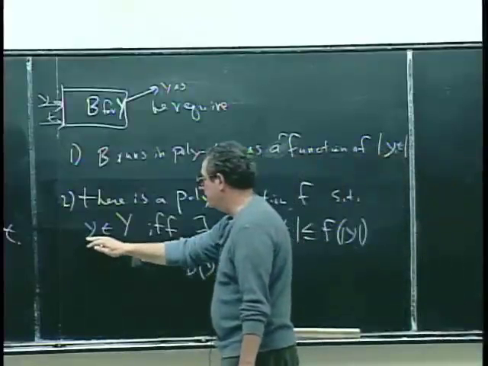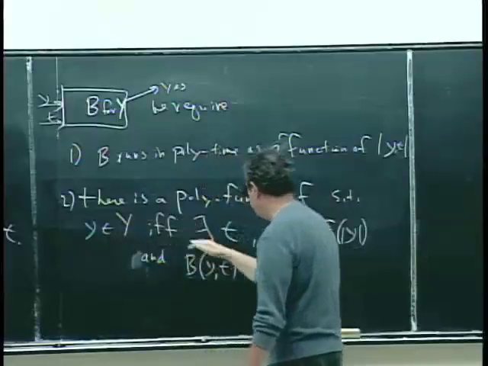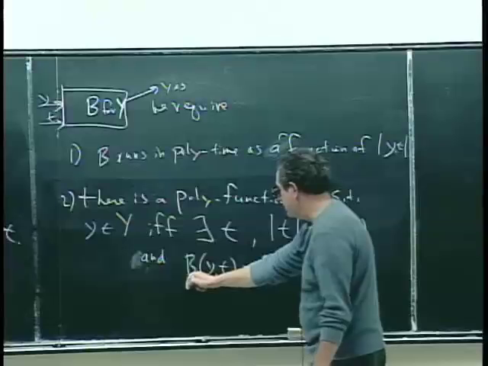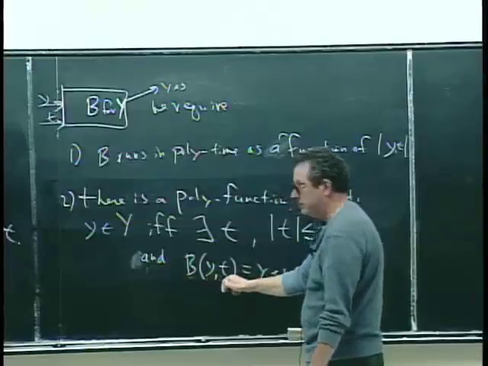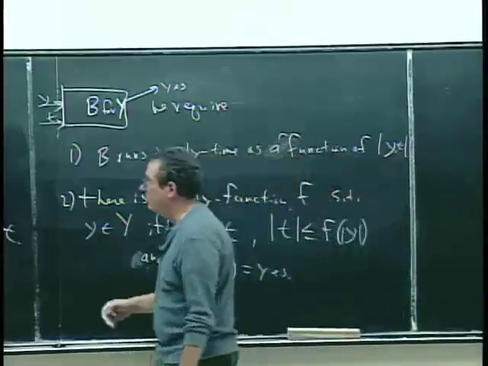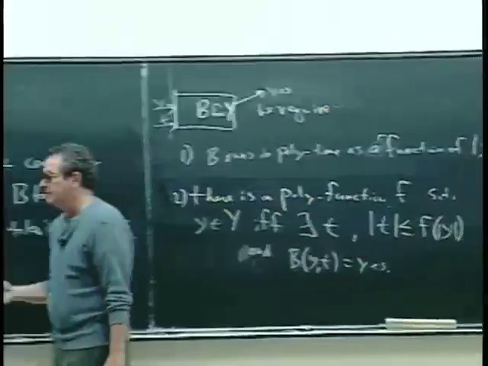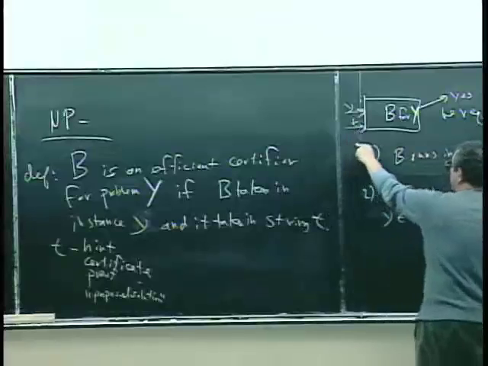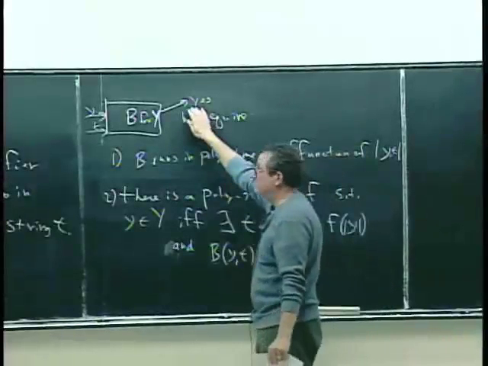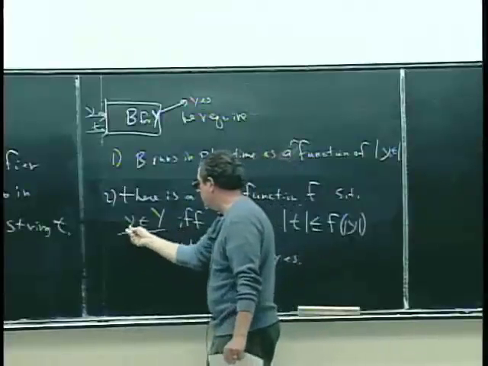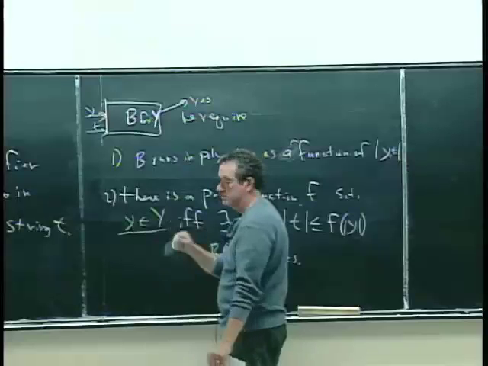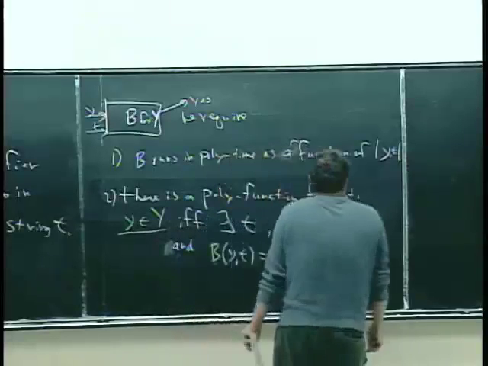And this is saying that little y will be in capital Y if and only if there is this hint such that it's relatively small, and this algorithm, when it looks at the input y and at t, says yes. And that's what it means to be an efficient certifier for a problem Y. So you can feed it instances, and you can feed it these additional hints which have this property, and then it will say yes, but only if little y is contained in capital Y. It should never say yes if, in fact, little y is not in capital Y.